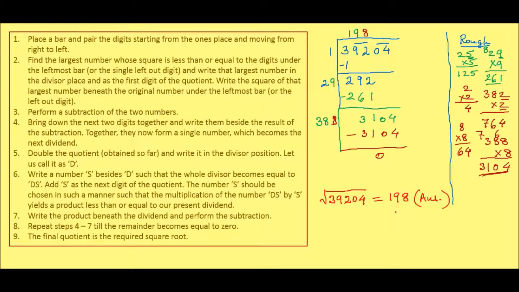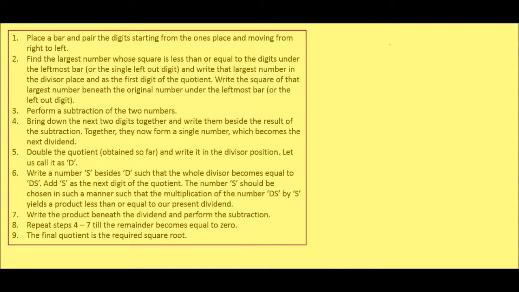Let us take up another number which has an even number of digits and try to find its square root. So let us take the number as 245025. I'm going a bit slow because I have seen a lot of students getting confused with this long division method of finding the square root.